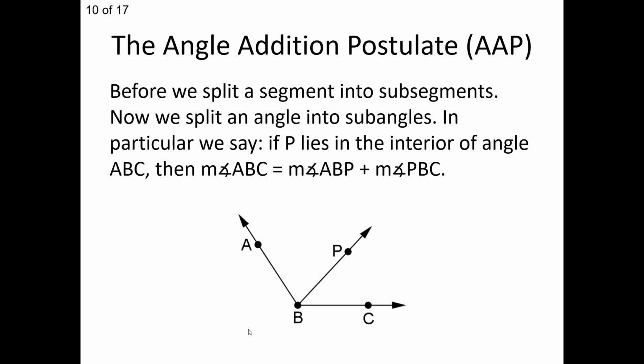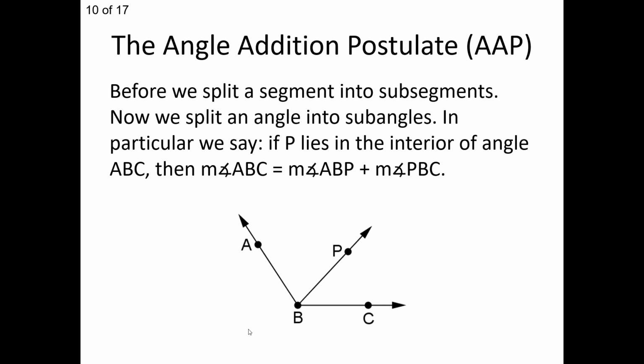And of course, with that, we have the angle addition postulate, or AAP. Notice we do have a shortened acronym for that one. Just as we can split a segment into subsegments, we can now split an angle into subangles. So let's say we have a given angle ABC, with a point P that lies on the interior of that angle. There's a ray we can produce from the same vertex B, and that ray divides our angle into two subangles.